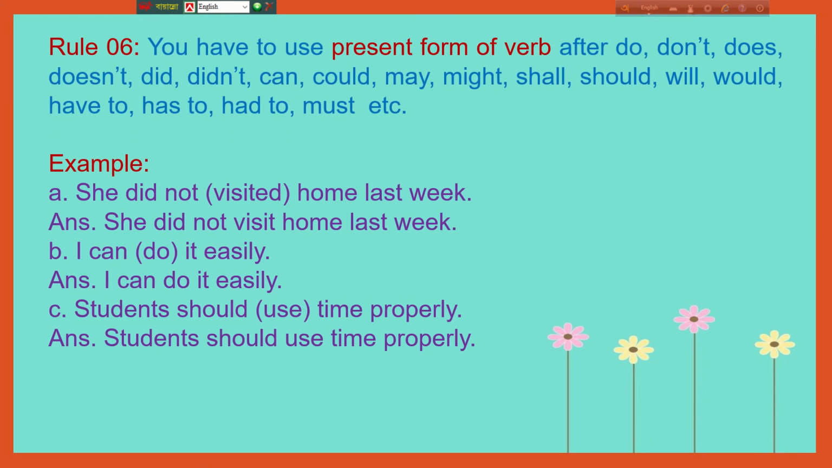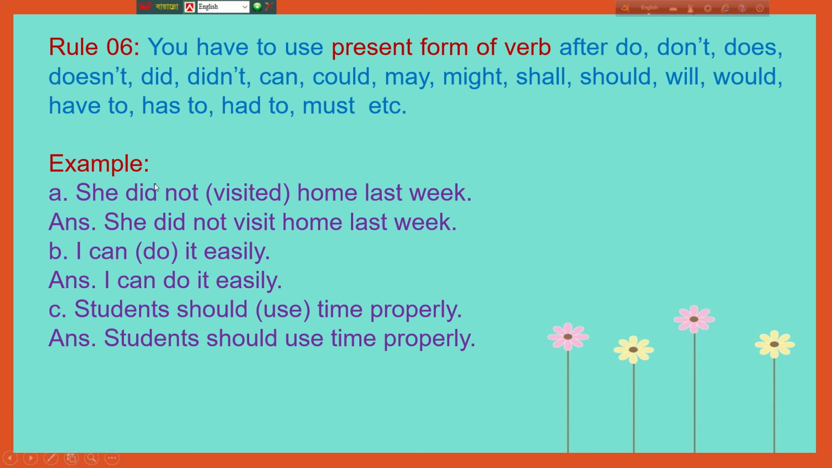Rule 5. You have to use present form of verb after do, don't, does, doesn't, did, didn't, can, could, may, might, shall, should, will, would, have to, has to, had to, must, etc. That means after these words you have to use present form of verb always.